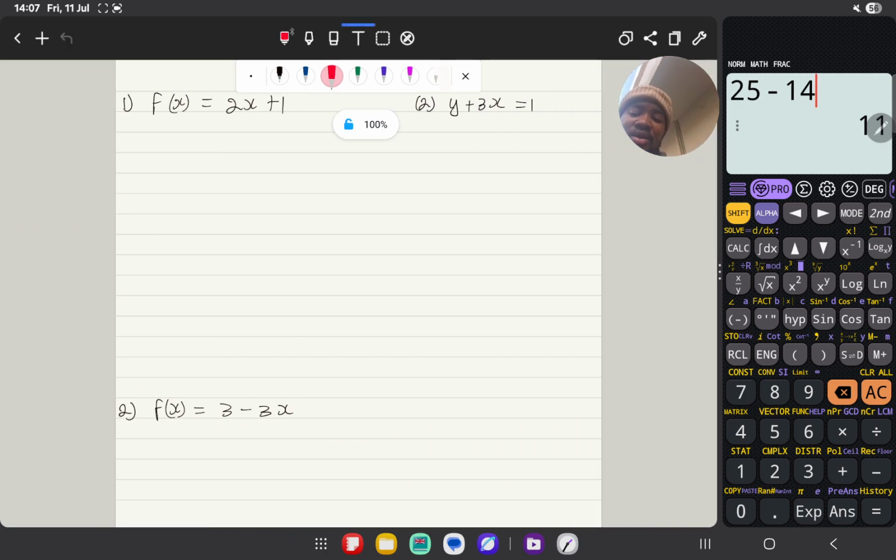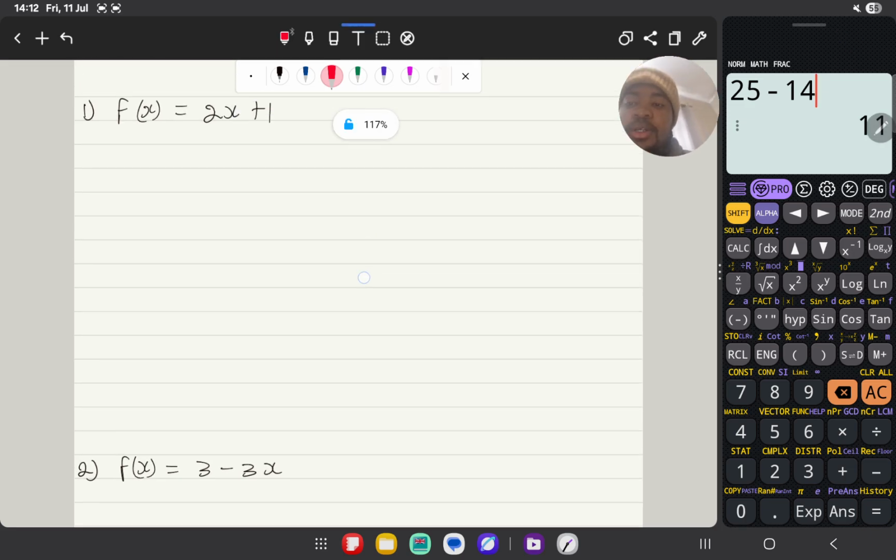Nice one. I have a couple of these, but I just want 2 examples. This one looks interesting, so we'll do this one and this one. Basically here we're going to graph these things, we're going to plot them.